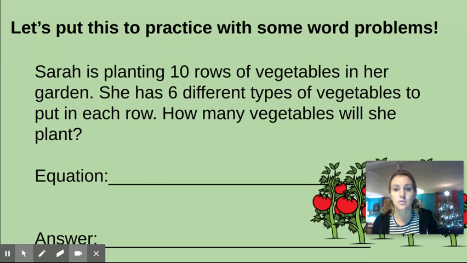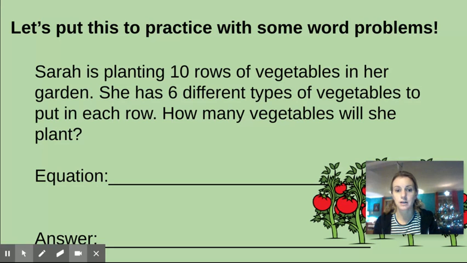Sarah is planting 10 rows of vegetables in her garden. She has 6 different types of vegetables to put in each row. How many vegetables will she plant? So picture this in your mind. Sarah is planting 10 rows of vegetables in her garden. She has 6 different types of vegetables to put in each row. How many vegetables will she plant? So when I'm thinking of my equation, I'm thinking of how many rows of what? So write down your number sentence or your equation.